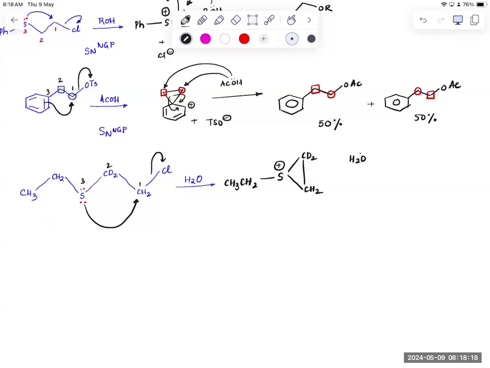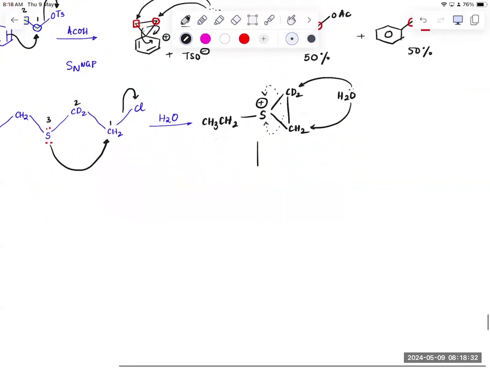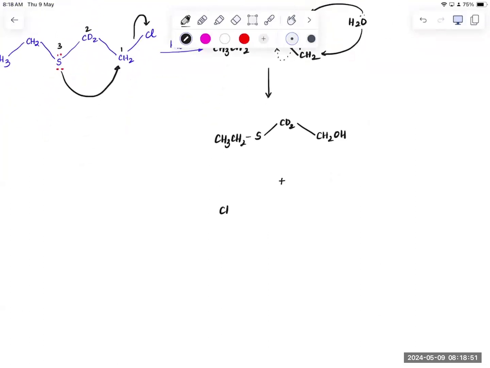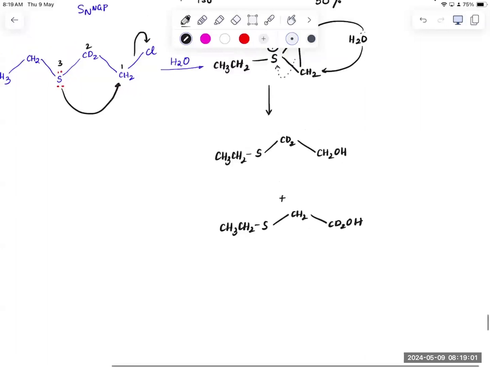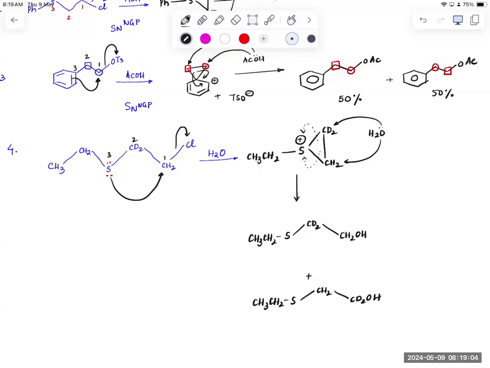Then H2O can attack on this carbon also. It could attack on this carbon also, so that this bond can be broken, or either this bond can be broken. So I'll get two products here again. So I'll get this as CH3, CH2, S, and if CD2 is there, then we can have CH2, OH here. This is one product. The other product is CH3, CH2S with CH2 here. Then it would be CD2 and OH. These are the two products that you can observe.